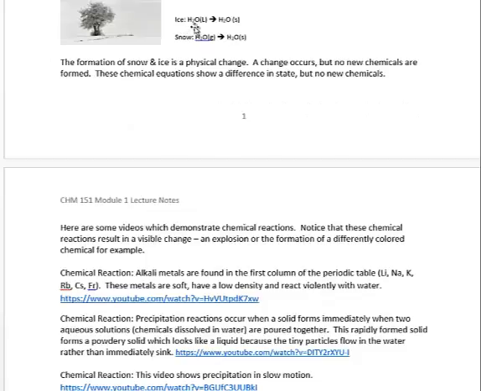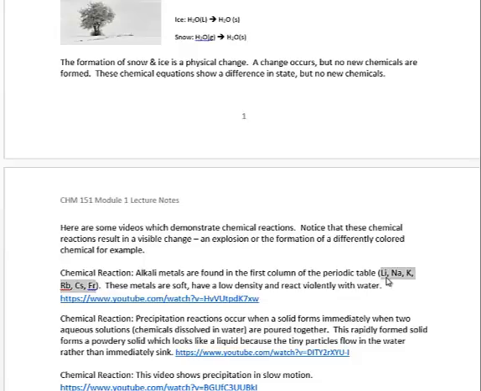Ice forms when H2O in the liquid form, or water, forms H2O in the solid form, or ice. Snow forms when water in the gaseous state, H2O(g), goes to H2O solid as snow.